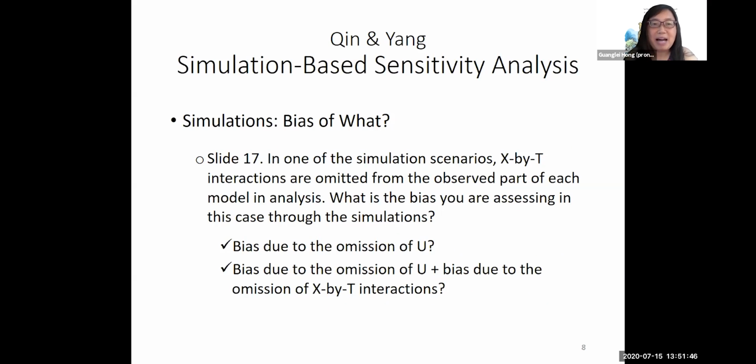Is it bias due to the omission of U, or is it bias due to the omission of U plus the bias due to the omission of X by T interactions? Because you were reporting that there was small bias at the end. Could that small bias come from the omission of X by T interaction? Then it's not necessarily the failure of your strategy. Just want to make that clear.